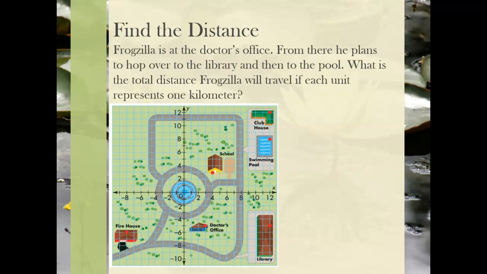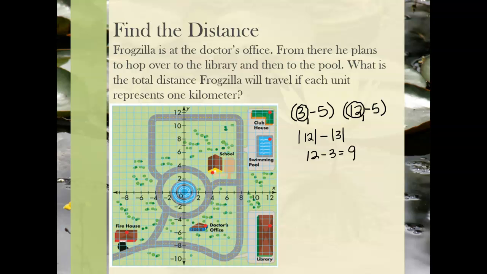The doctor's office is located at (3, -5), and the library is located at (12, -5). We know from the drawing that they are in the same quadrant, and we could also tell that by looking at the points and seeing that the x values are both positive and the y values are both negative. Since they are in the same quadrant, we are going to have to find the distance between the unlike coordinates, or the x-coordinates. We'll take the absolute value of 12 minus the absolute value of 3. 12 minus 3 equals 9 kilometers.